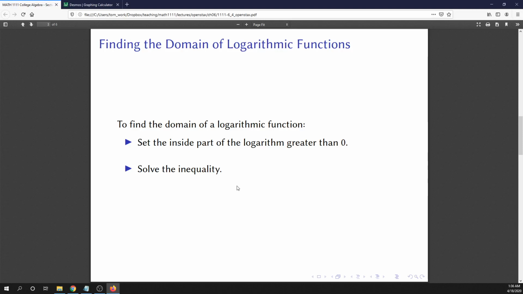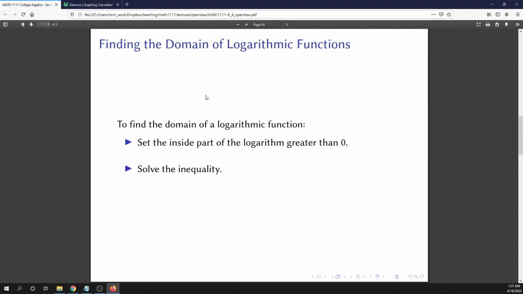If you remember earlier in the class when we talked about the domain, we said there are some things that you need to check when you're finding the domain of a function. One is the division by 0 problem. The second is the even root problem. And now this is a new third issue that you'll need to take care of when finding the domain of functions. If you have a logarithm as part of your function, the inside part must be greater than 0. So what you would do is just take the inside part, set it greater than 0, and solve the inequality.